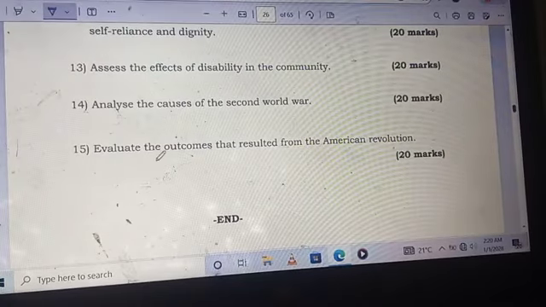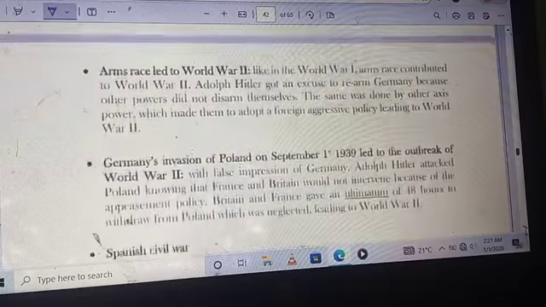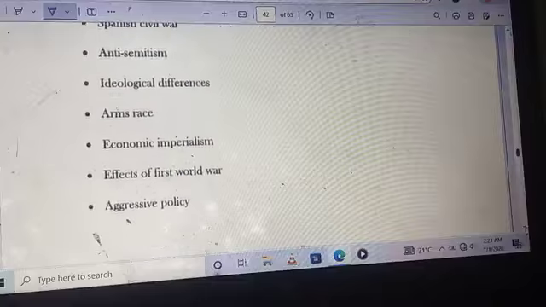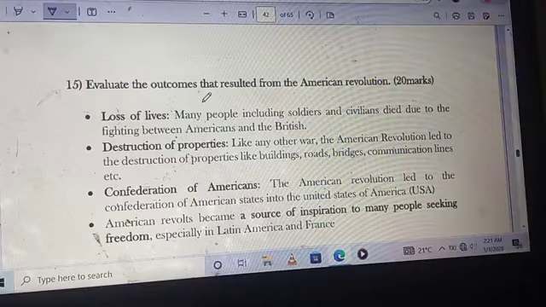Question 15. Evaluate the outcomes that resulted from the American Revolution. Okay. Let's see the last question. This question also has 20 marks. You can start with introduction with 2 marks, body with 16 marks, and conclusion with 2 marks. The main outcomes resulted from the American Revolution.